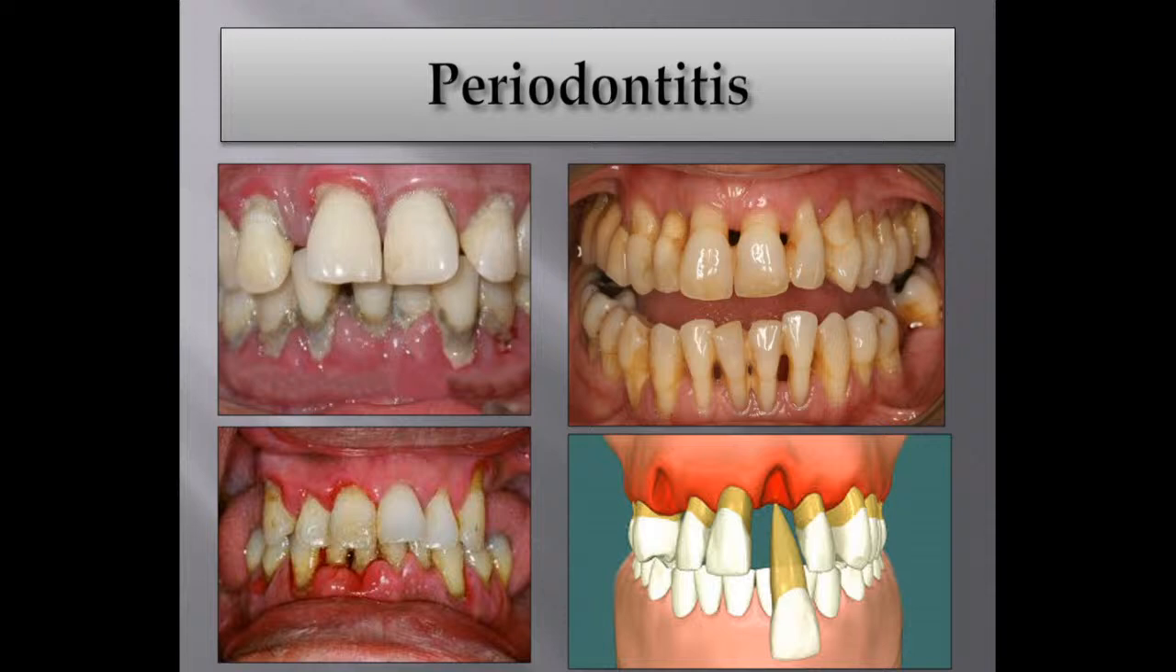And here you can see a lot of plaque above and under the gum. We can see recession of the gums, reddened, bleeding, of course, during brushing or maybe during eating hard food. Drifting of the teeth, changes in bite, and as a result, we can see loss of the teeth.